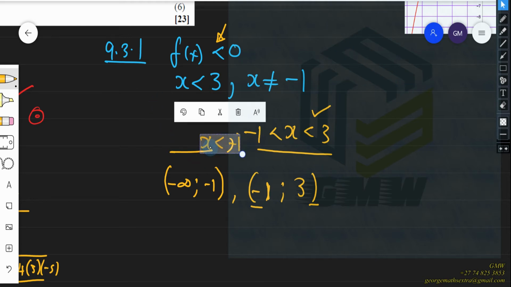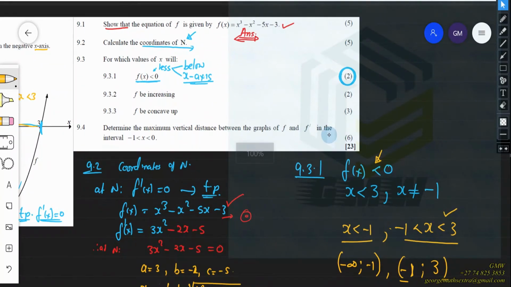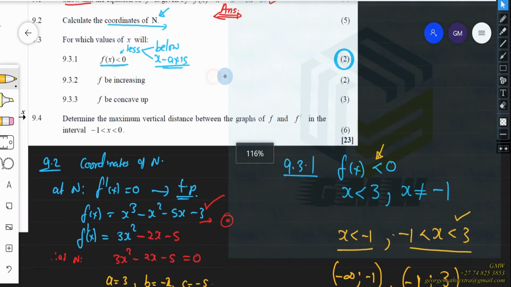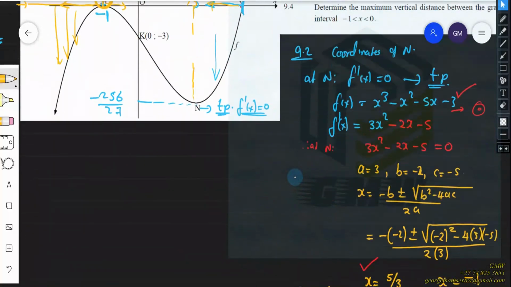Then we go to question 9.3.2. 9.3.2 says, for which values of x will the function be increasing, where f is increasing? Now, we know increasing means going up.